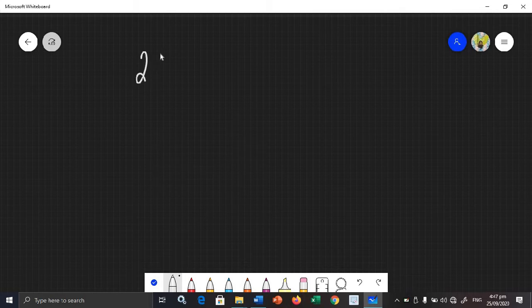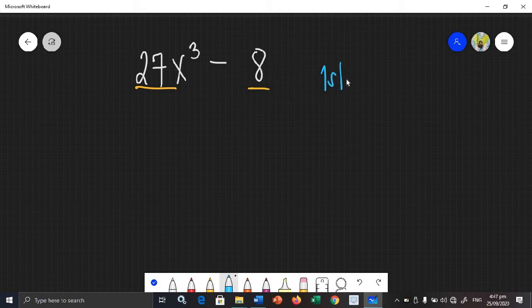So, let's identify if the given is a sum or difference of two cubes using this example. Let's say we have 27x cubed minus 8. The first condition is the given must be a binomial. Counting the terms, 1, 2, this is an example of a binomial. So, the first condition is achieved. Okay? Tama. How about yung second condition? Sabi sa second condition, the terms of the given must be both perfect cubes.